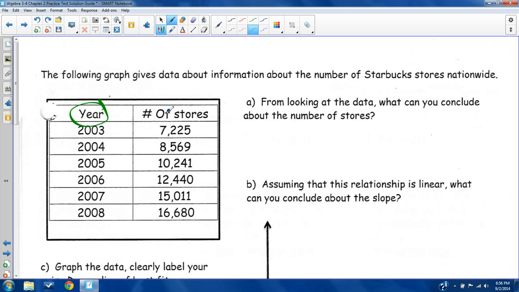So here are the years you have, and here are the number of stores that they had as we went each year up. Now the important thing here is this is going to be your input and output. Treat that as x and y. When you input a year, this is the output that you have.